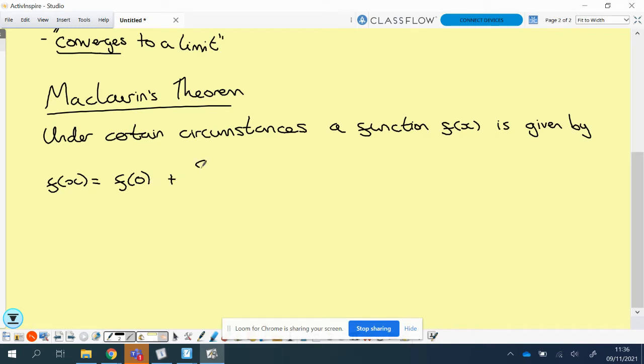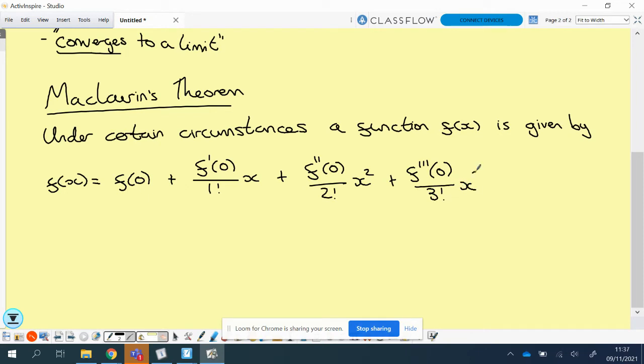Then the differential of the function f at 0 as well, divided by 1 factorial, x. Then the second derivative of that function at 0 divided by 2 factorial, x squared. And the third derivative at 0 divided by 3 factorial, x cubed. And so on, up until the nth derivative divided by n factorial, x to the power n.